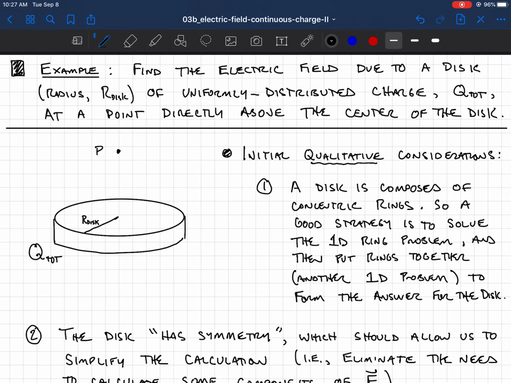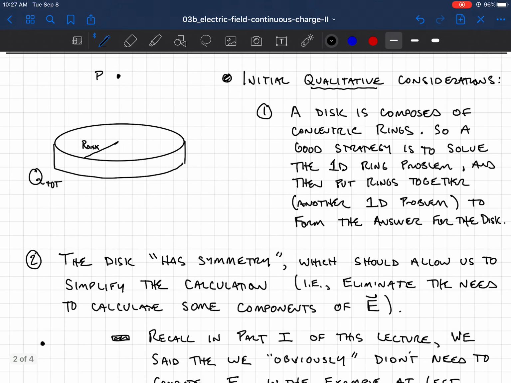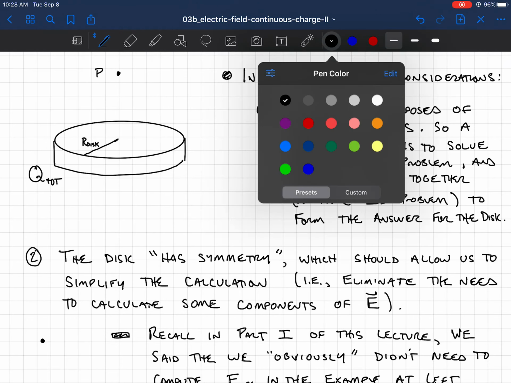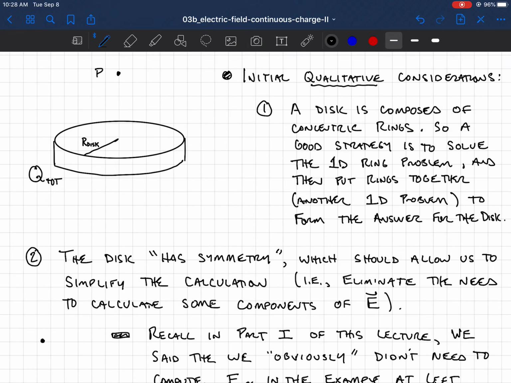So we'll start calculating this in a moment, but we should first try and look at this with some qualitative eyes. And there's a couple of simplifications that we can make due to these qualitative considerations. So one is that a disk is composed of concentric rings. So a good strategy is to think of the disk as being constructed by these rings. So here's one particular ring, and then maybe there's another one all the way out.